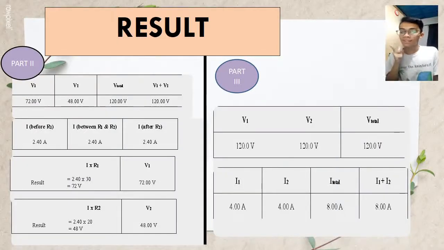We will talk about the result that we got during this experiment. We will talk about result part 2 and part 3, because part 1 is the basic circuit of the series connection, so we don't really know the result. But in the result of part 2, there is a difference in voltage, but the current is the same. During part 3, the current was different in the result, but the voltage is the same for each other.